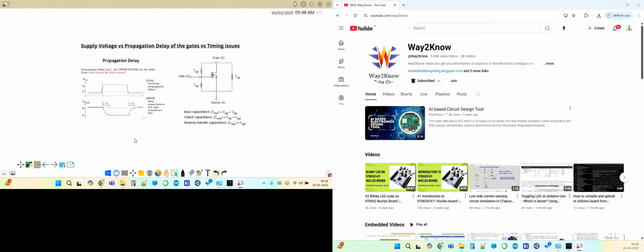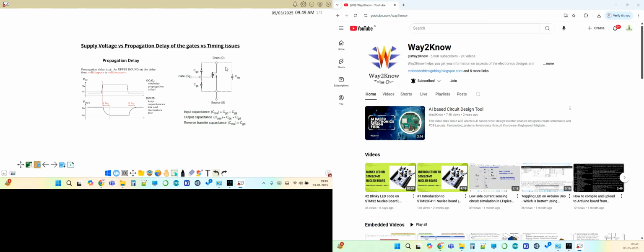So the first thing we need to talk about when we are talking about an electrical circuit is the power, right? So the supply voltage that we provide to the chip basically switches the required MOSFETs that are present inside the chip. For example, we see a MOSFET here.